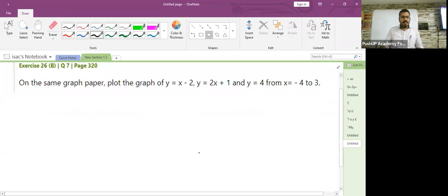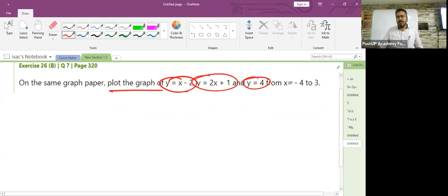Fine, children. Let's do this on the same graph. Plot the graph of y = x - 2, y = 2x + 1, y = 4, and x = -4. So what is the meaning of this?